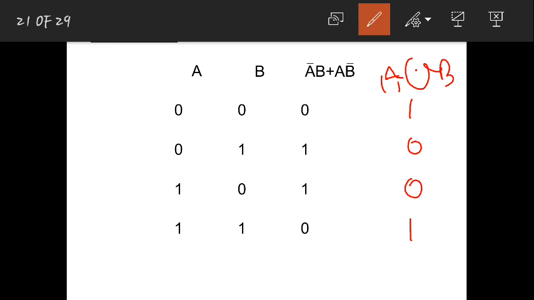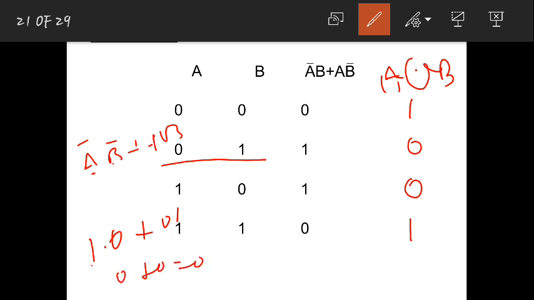So to get this one, what you need to do is consider A bar B bar plus AB. We will take the same example again. 0 and 1 you have given, but here A bar B bar means it will take 1 and 0, plus AB, which means 0 and 1. So when you do that, 0 into something, 0 into something, you will get 0 plus 0, that is equal to 0. So here you got 0.